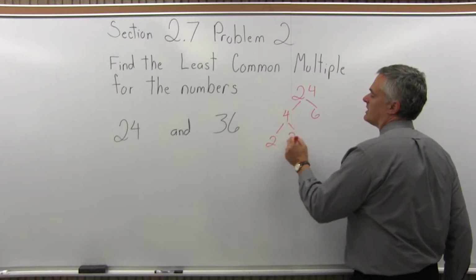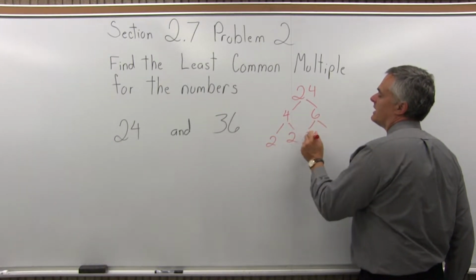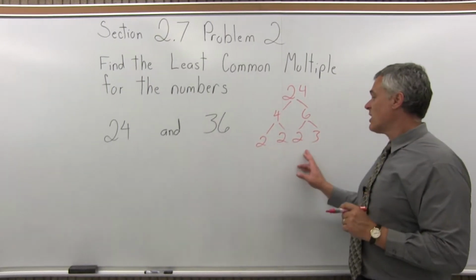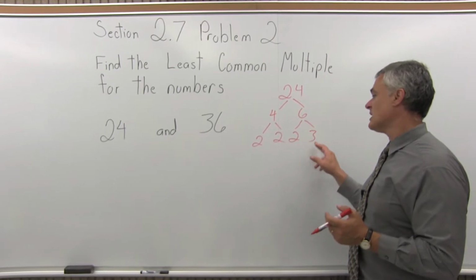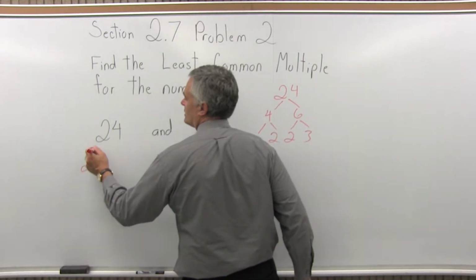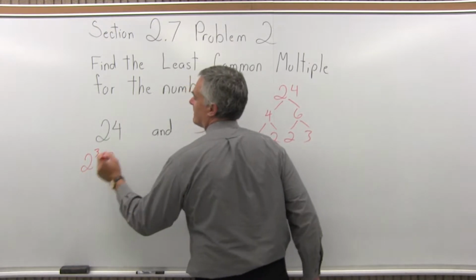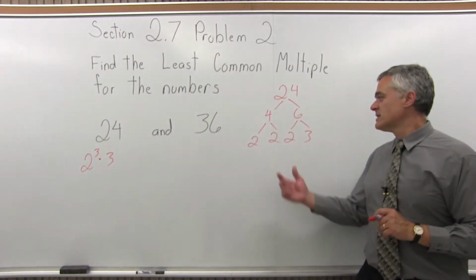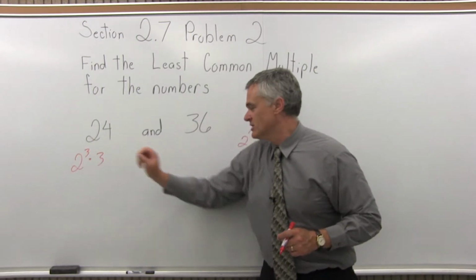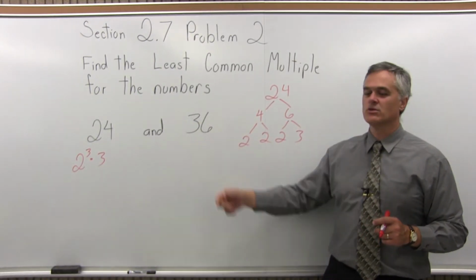4 can be split up again into 2 times 2, and 6 can be split up into 2 times 3. And now those are all primes. So I have 2 times itself 3 times 3. So the prime factorization of the 24 is 2 to the third times 3. And again, when you have the same prime showing up more than once, what you want to do is use that exponential notation. Instead of writing out three 2's, I put 2 to the third.